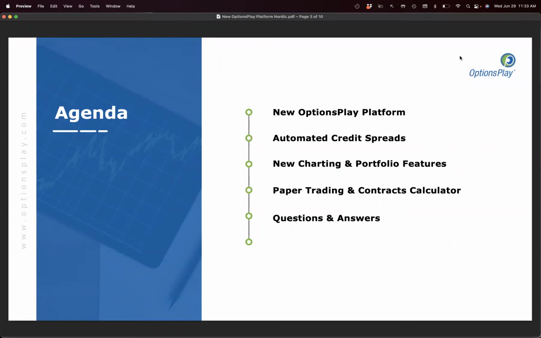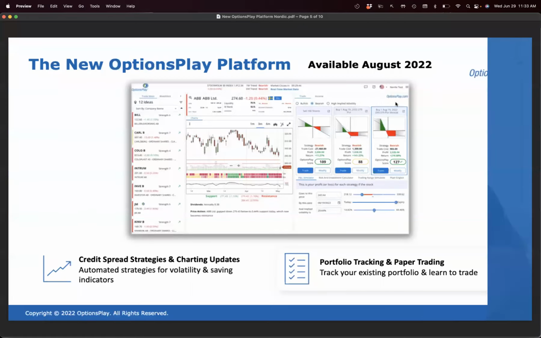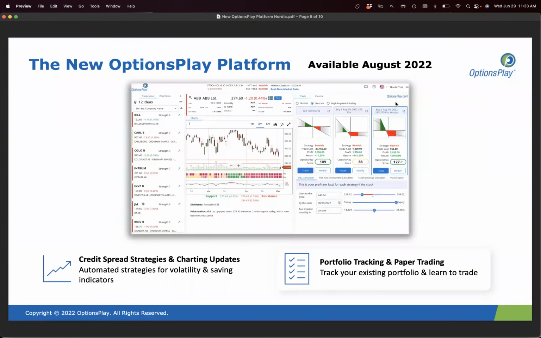So if you're using the OptionsPlay platform, you're likely going to be familiar with it. It'll be slightly different, and there's going to be more changes coming down the line. But what I want to show you today is to have you understand what features you can expect from the new enhanced OptionsPlay platform. The new platform is going to be available in August of 2022. So in about one month's time, it'll be available.